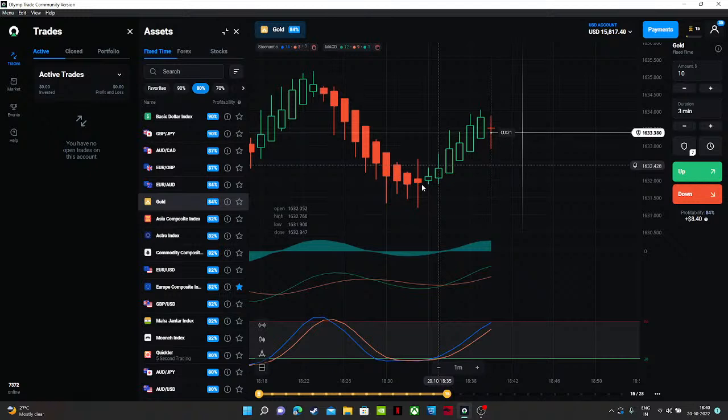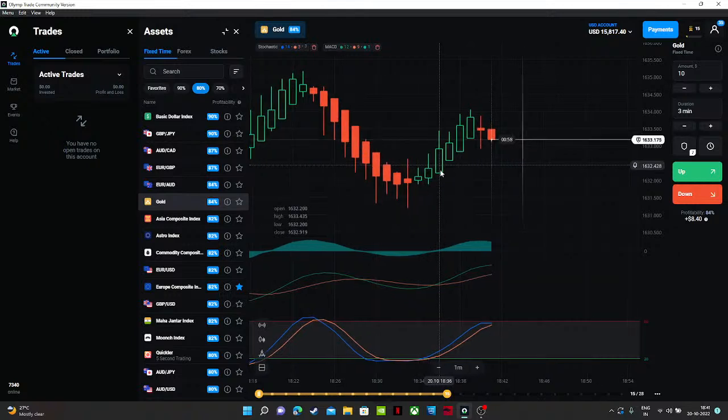See, now a green candle has appeared on the chart. Sorry, a red candle has appeared on the chart, and if it is followed by another red candle, and if the next candle also closes as a red candle, then we can enter into the trade. If this candle in particular, the next candle which has started, if this also closes as a red candle, then we can enter into a downside trade.